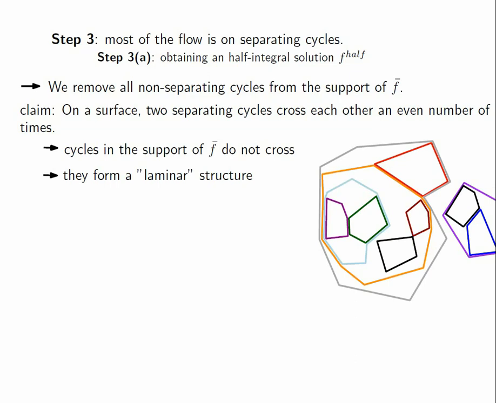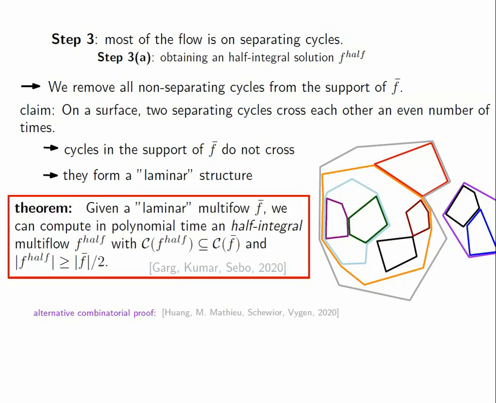If we look at the parts of the surface lying inside these cycles, they have the property that the symmetric difference of any two of them is empty. Now we use the result of Ga, Kuma, and Shebo to compute a half-integral solution whose support contains only separating cycles and whose size is at least a constant fraction of the optimal fractional value. To obtain such a half-integral multiflow, intuitively you can imagine that we orient each cycle clockwise, and for each edge, we allow a flow of value 1 in each direction, thus allowing congestion 2 per edge.